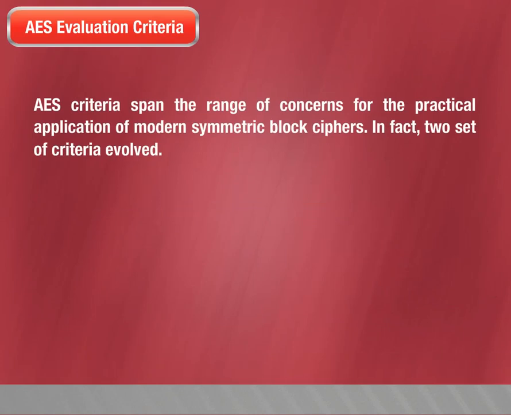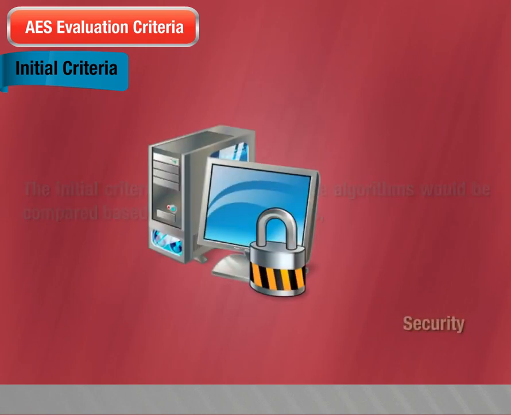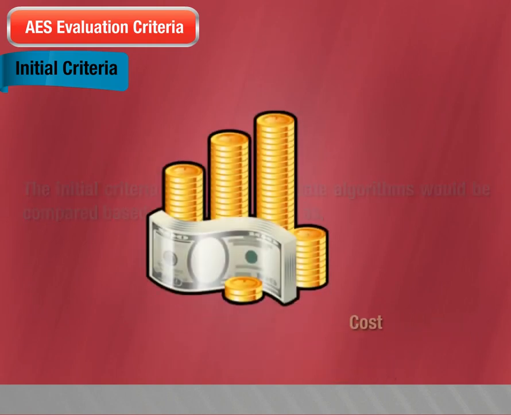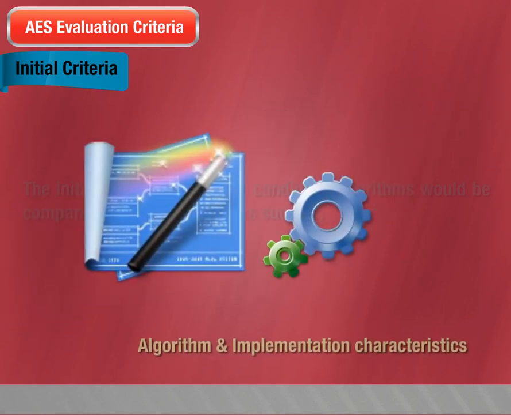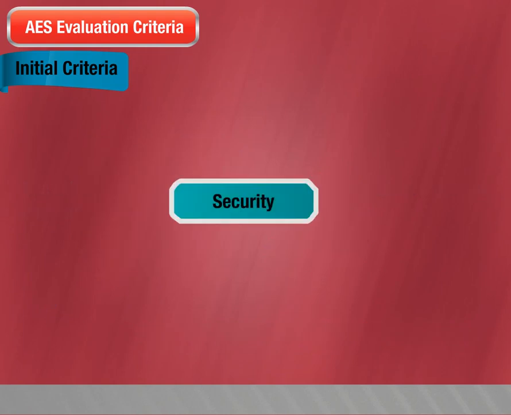AES evaluation criteria. AES criteria span the range of concerns for the practical application of modern symmetric block ciphers. In fact, two sets of criteria evolved: initial criteria and final criteria. Initial criteria. The initial criteria stated that candidate algorithms would be compared based on factors such as security, cost, algorithm and implementation characteristics.